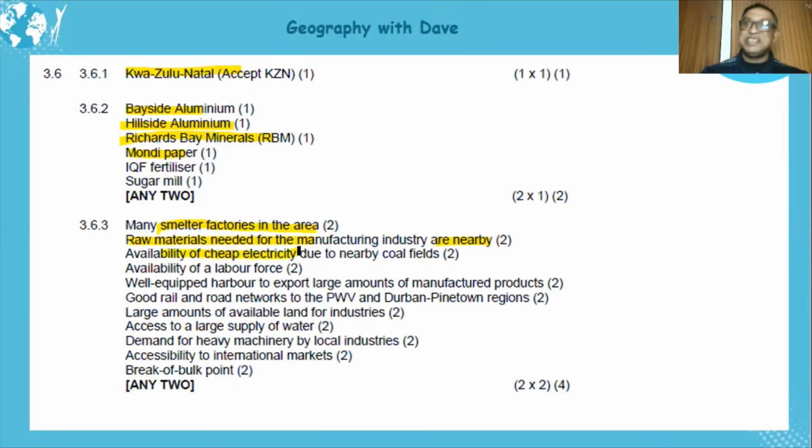Availability of cheap electricity. You picked that up in the area, isn't it? It's in KwaZulu-Natal. Around there is a lot of coal mines, etc. All right. Availability of labor force. There's enough labor in the area. Well-equipped harbor. And in the SDI, you learn the harbor was nearby, and it's indicated there. All right. Good rail and road network to the PWV and Durban Pinetown. You've done those things. Can you see it? So even if you haven't covered everything, you understand? Your teacher may say, I'm going to focus on 5 facts of why this area and bring in this manufacturing.